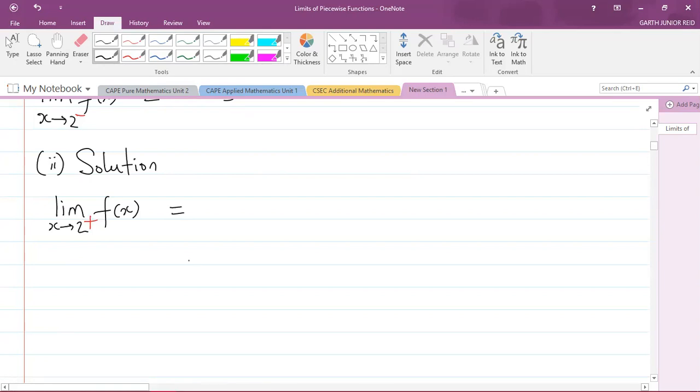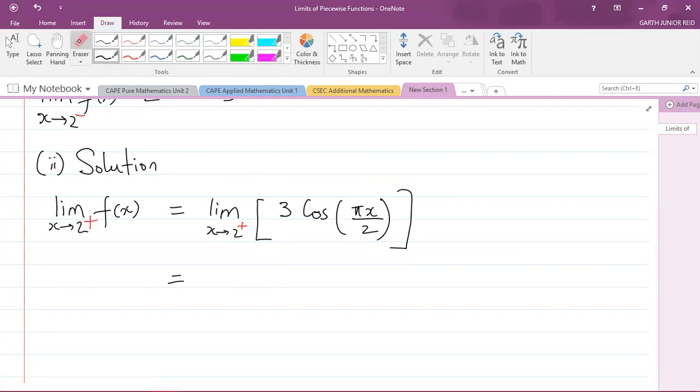This is equal to the limit of the function that we said is 3 times the cos of pi x over 2, right? That's the function which corresponds to x being greater than 2. So we want to find the limit of that as x approaches 2 from the right-hand side. Using direct substitution, substituting x as 2 into the brackets here, you'll have 3 times the cosine of pi times 2 over 2.